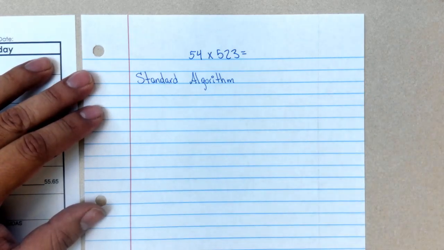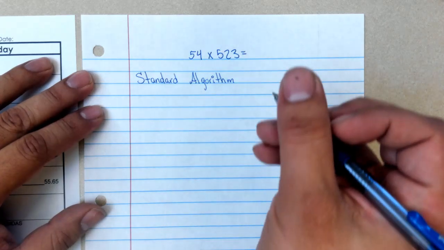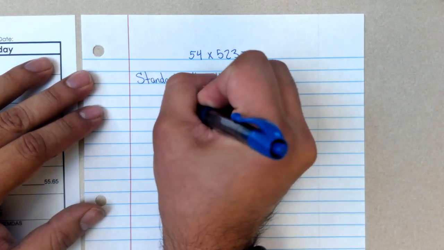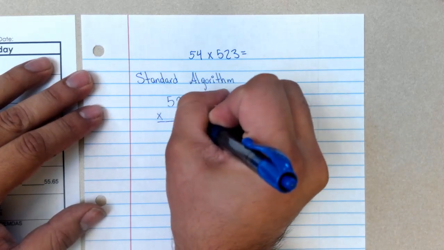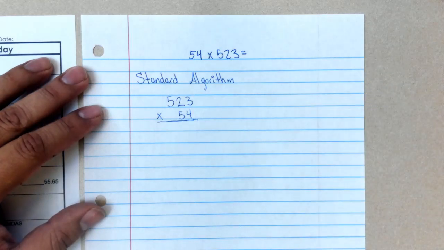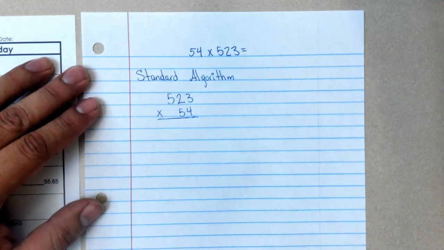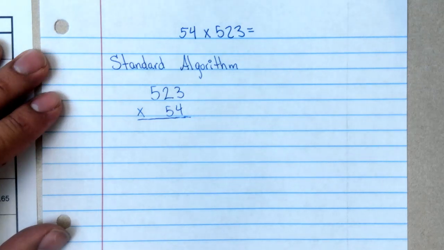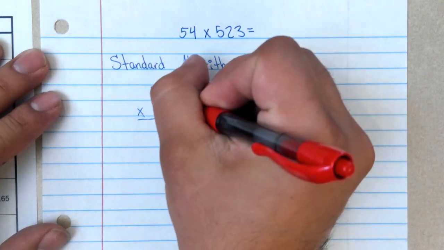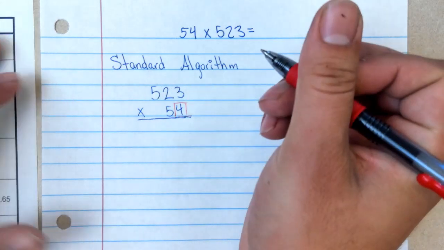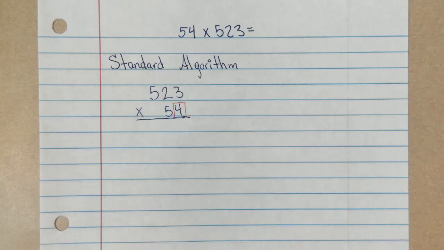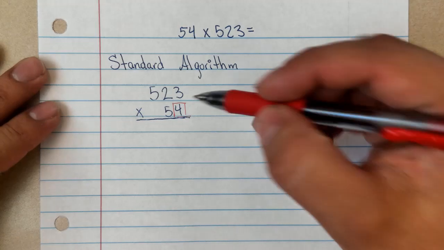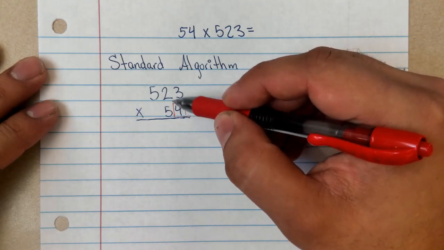So we have to start with the larger number, which is 523 times 54. Now, some suggestions here is boxing in that first number on the bottom here, the ones place. From here, I'm going to multiply 4 times 3, 4 times 2, 4 times 5.